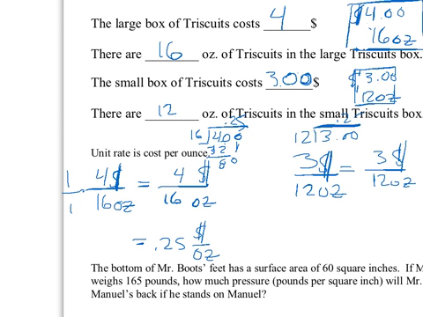is also 0.25. So as it turns out, if the small box of Triscuits is on sale, it's actually an equal deal. Doesn't really matter which box you get, you're paying the same amount per ounce of Triscuits. So in this case, you get to decide, how much Triscuits do I really want? 16. So it's up to you. It's the same deal.